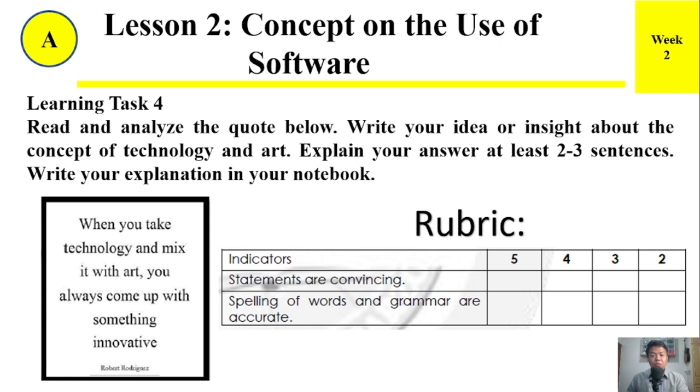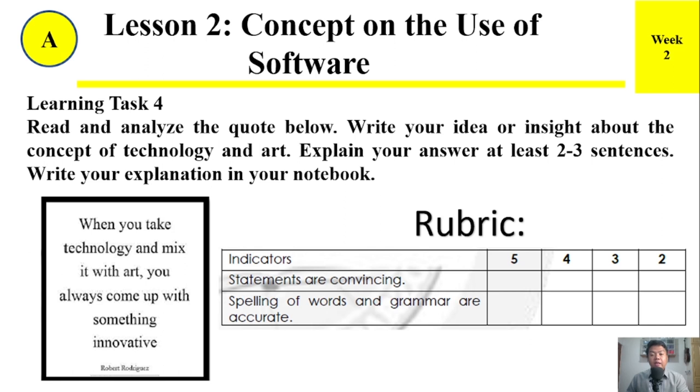Learning task number 4. Read and analyze the quote below. Write your idea or insight about the concept of technology and art. Explain your answer in at least 2 to 3 sentences. Write your explanation in your notebook. When you take technology and mix it with art, you always come up with something innovative, according to Robert Rodriguez. This is the rubric.